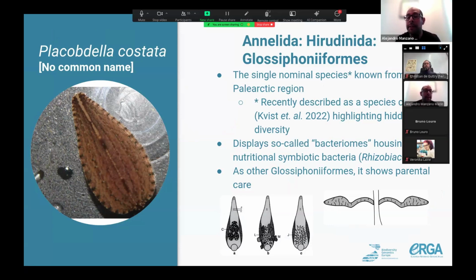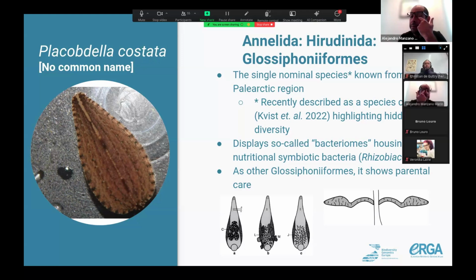Very recently it was described as a species complex, which we're also working with throughout a large network of people interested in leeches across Europe. Contrary to the last leech that I showed you, it also displays a bacteriome, a completely novel organ that has evolved to house symbiotic bacteria. These bacteria, in this case providing B vitamins, are most certainly vertically inherited and show reductive genome evolution. So you can see why it's very interesting to contrast it to the previous species. Also, similar to the other Glossiphoniiforms, it displays parental care.